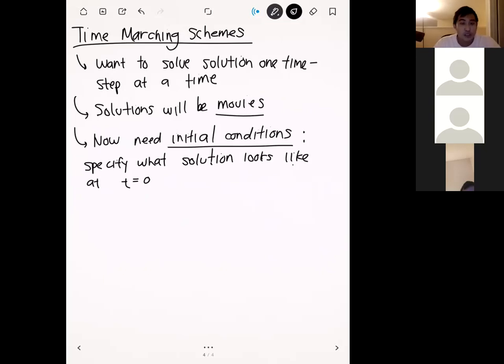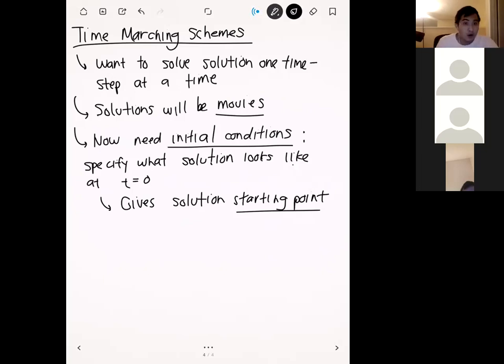And what you'll see once we start working on our time marching schemes is that we always need to start from something. Our initial condition, you can almost think of it as giving us a starting point. And from that starting point, we can then march our solution forward in time. I want you guys to keep that in mind as we solve these problems, because we're going to need that initial condition.